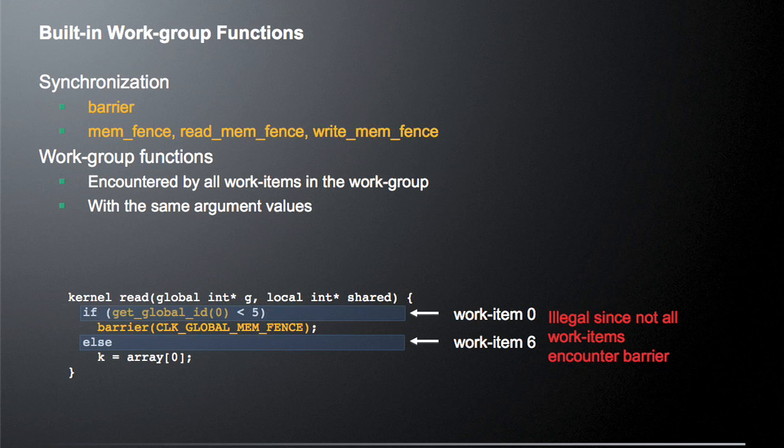So an example is, let's say we're doing some operation where we do a read. We'll say, if our global ID is less than something, we're going to do this barrier. This is actually illegal because not all work items are going to encounter this barrier. And this is quite bad because you're basically setting up a barrier but then not having everyone hit the barrier. So this is something you don't actually want to do. You want to make sure that all work items in the work group execute that same function.